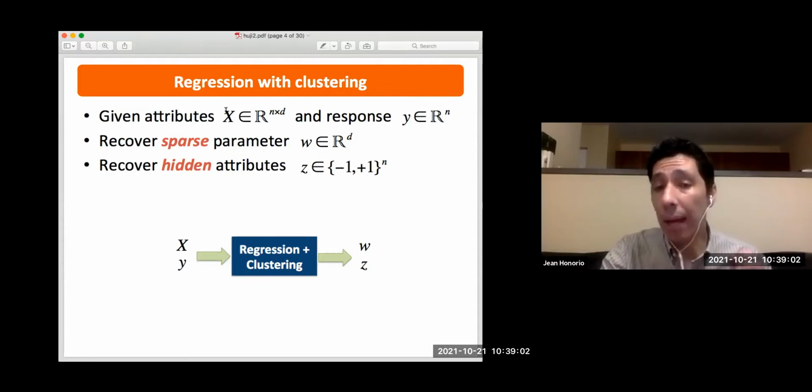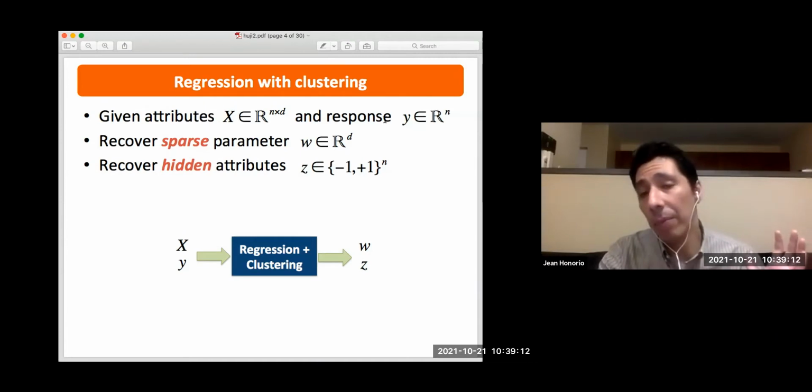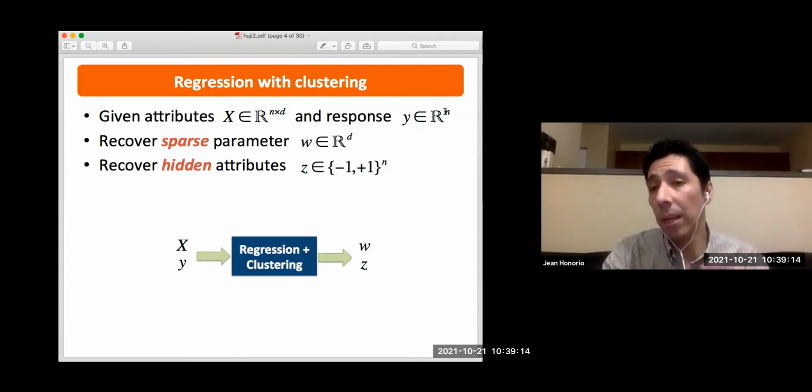So we have some attributes X. Imagine we have n samples, and we have D features. So we have this matrix of the inputs, and then we have a vector of the responses, one scalar for each of the n samples. Our goal is to recover a sparse parameter W. So this W will be the regression vector that is D-dimensional. We will try to find a vector that has a lot of zeros as entries, and then some few non-zero values. That's what we call sparse.